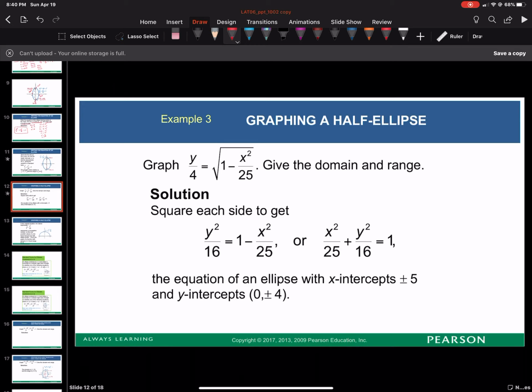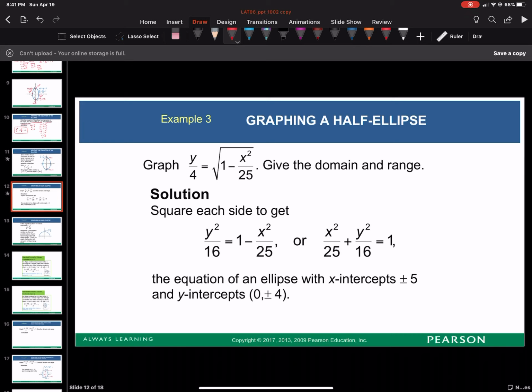So let's just go through this one. Let's say I gave you y over 4 is equal to the square root of 1 minus x squared over 25. Now, you really have to pay attention to this, because think about it. You have to keep in mind that all we're getting here is the positive case, not the negative case. If you notice, that square root is not plus or minus. This is going to be a half ellipse.